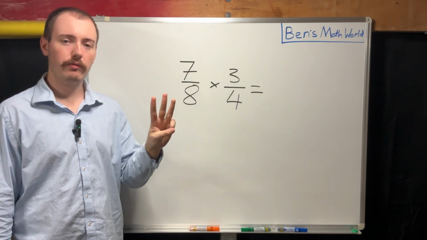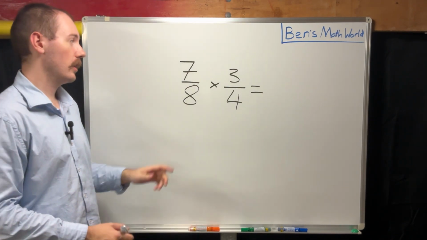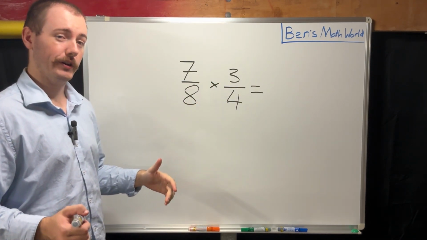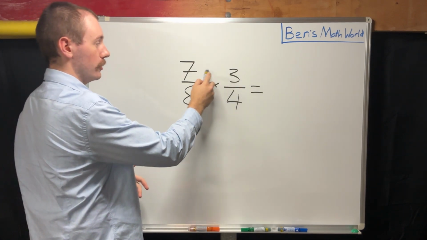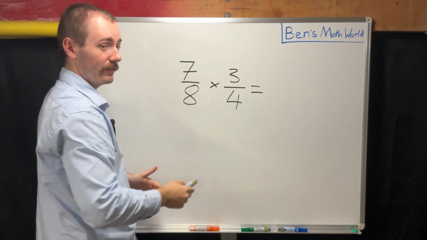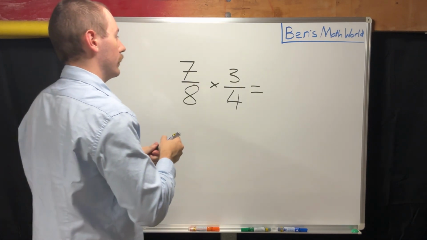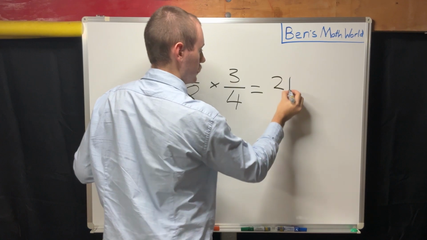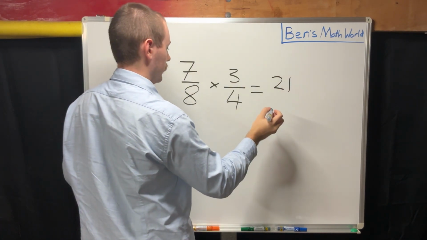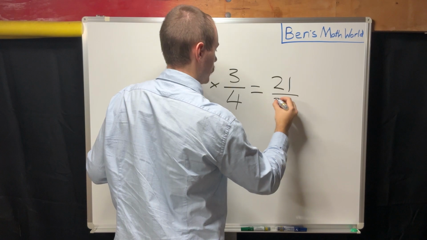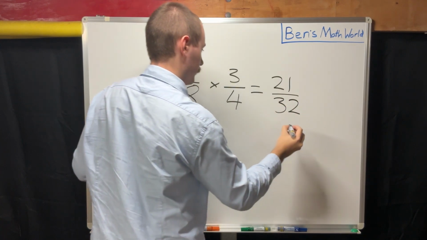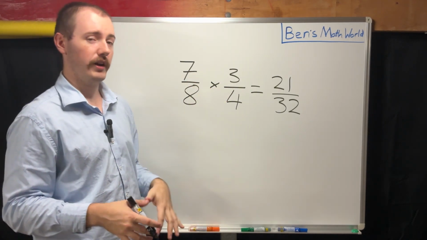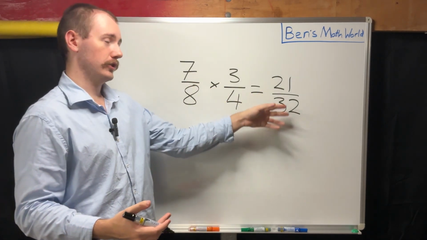Okay, we're going to go over 3 practice questions. This is going to be our first one. 7 over 8 multiplied by 3 over 4. Now, do you remember what we do? We multiply the numerators, we multiply the denominators, and then we simplify. Okay, so let's multiply the numerators. 7 times 3, that's 21. 8 times 4, that is 32. So we get 21 over 32. Now this one can't be simplified any further because 7 and 3 are the only factors for 21.